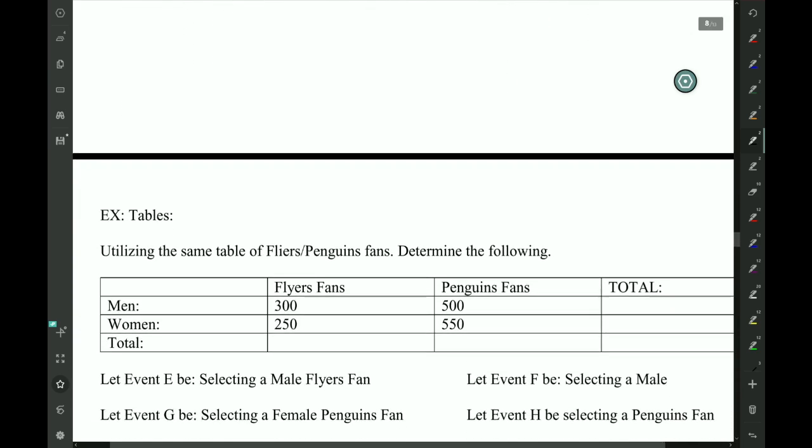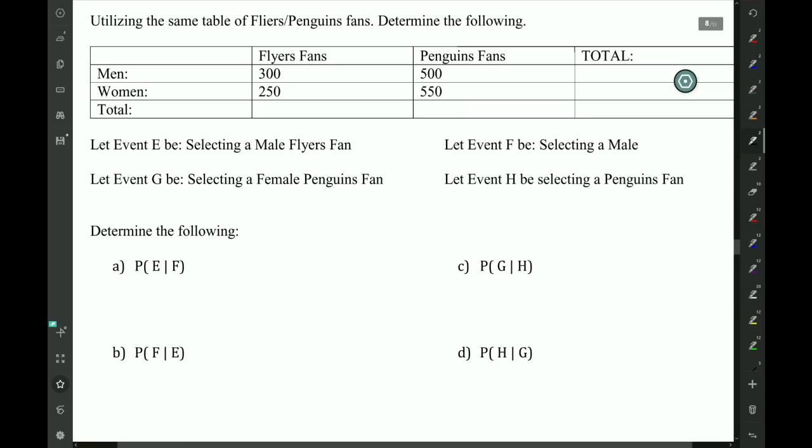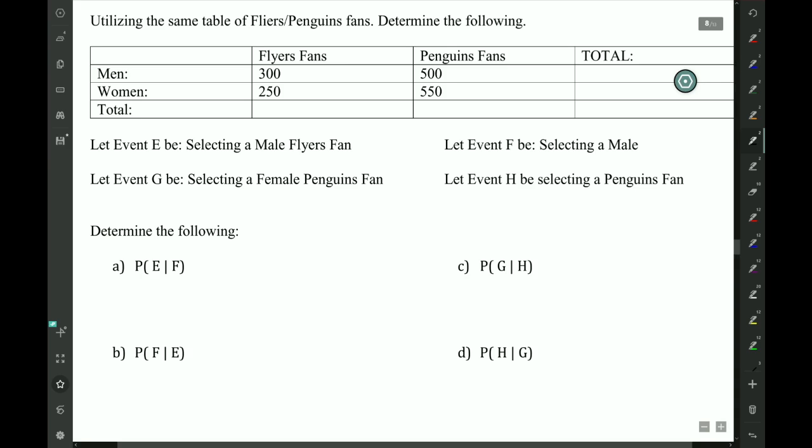Okay, what this can also be examined in are tables. So using our table from before, let E be the event of selecting a male Flyers fan. Okay, F is selecting a male in general. G is selecting a female Penguins fan. H is selecting a Penguins fan. So I want the probability of E given F. If I put that in words, it's probability of selecting a male Flyer given that I pick a male.